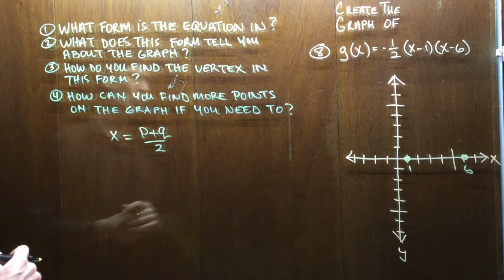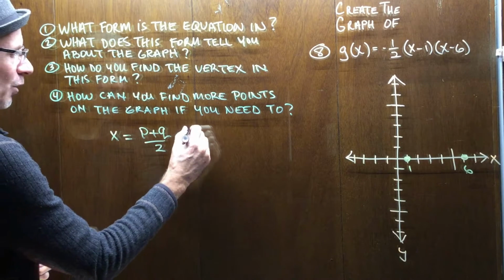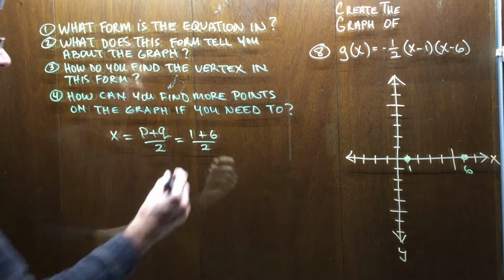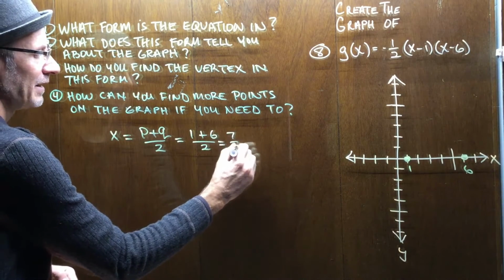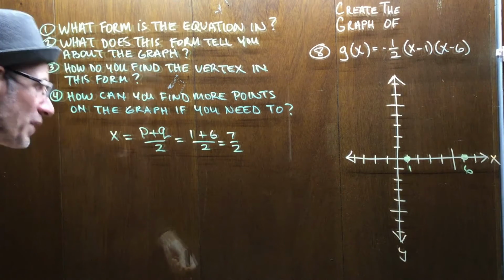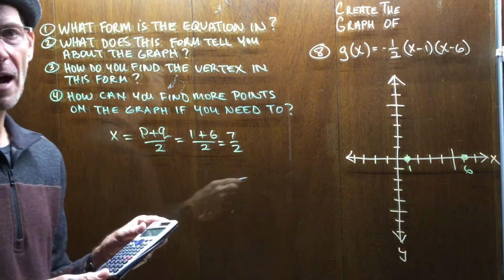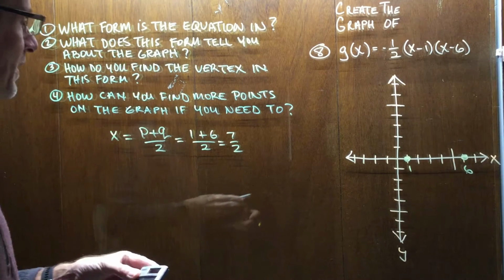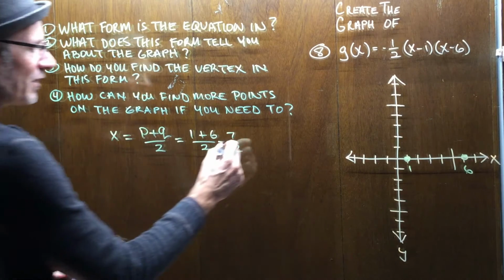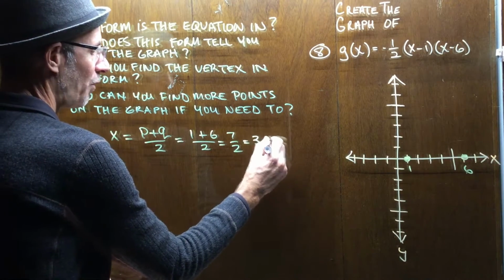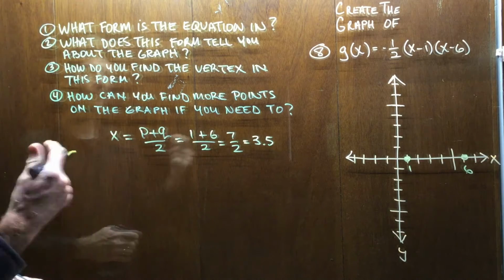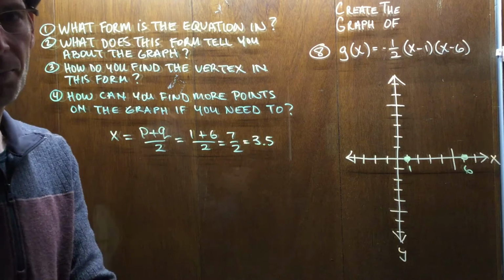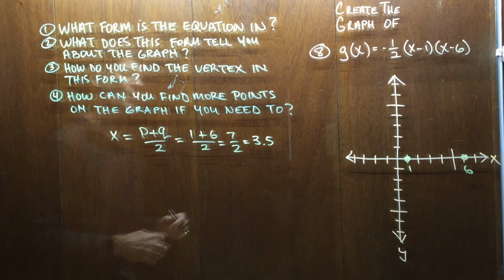So if I want to find the x-coordinate of the vertex, I'm going to take 1 plus 6 and divide by 2. When I do 1 plus 6, that will be 7 divided by 2. And if you can't do that in your head, it's important to use your calculator, because I've noticed a lot of arithmetic mistakes which are causing people's graphs to come out wrong. So 7 divided by 2 should come out to 3.5. So our vertex is going to be 3.5 comma something. And that something is whatever the y-coordinate is.